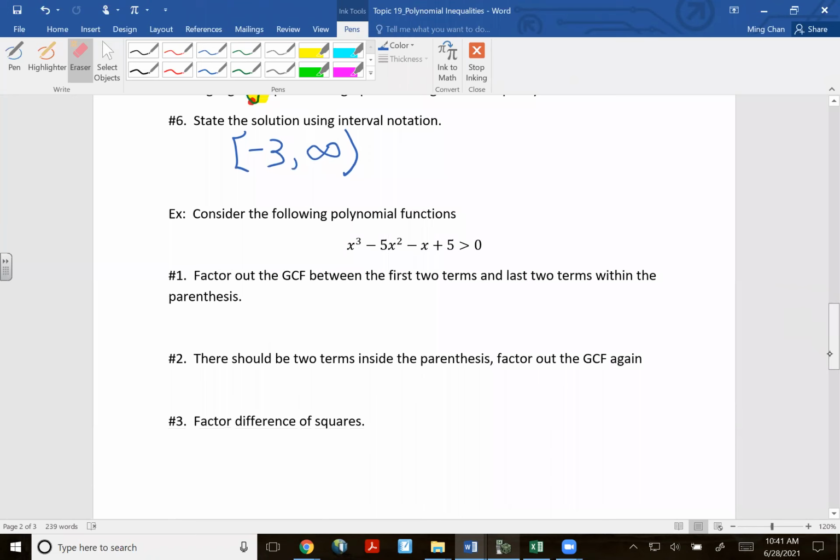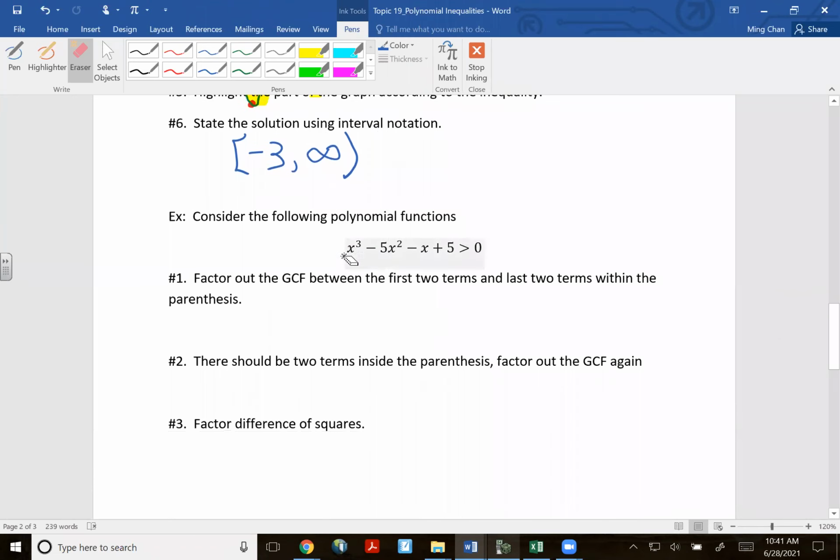All right, consider the following polynomial function. If you read from the variable, this is actually saying greater than or equal to 0. So in a minute, when I need to write my solutions, I need to look above the x-axis. Find the greatest common factor between the first two and the last two terms. So factoring by grouping again.